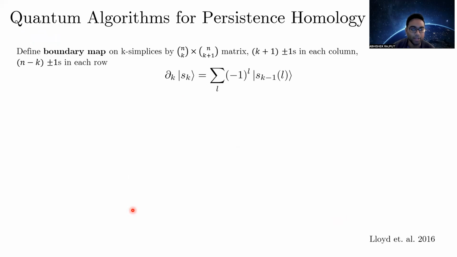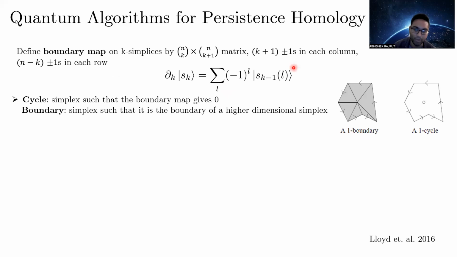Then independently, what you do is you define what's called a boundary map. Basically, this boundary map acts on a K simplex state, this vector, and gives you some linear combination of vectors that represent simplices of one lower dimension. So here's a physical example of what I mean.